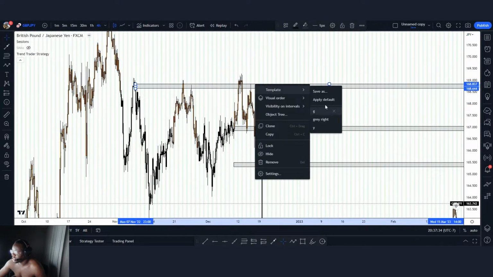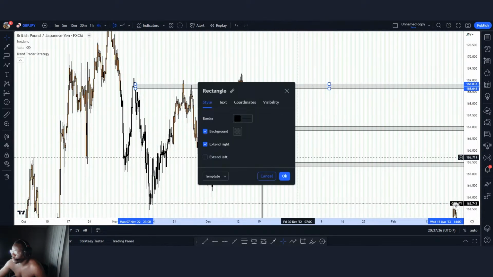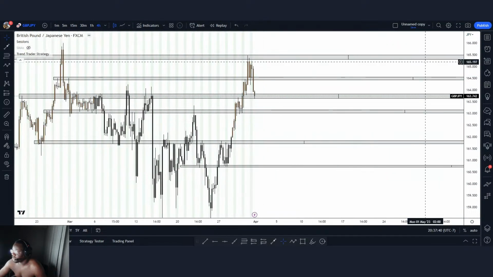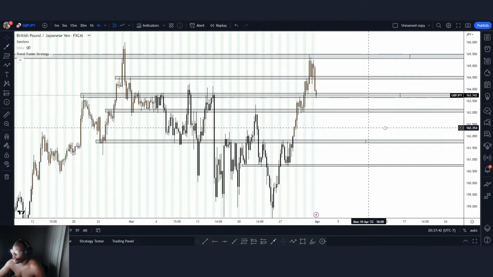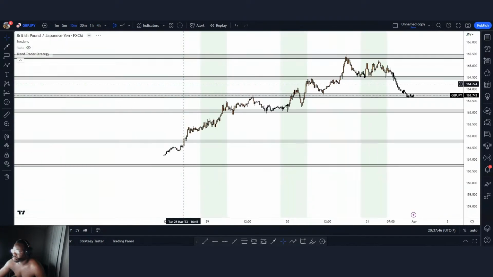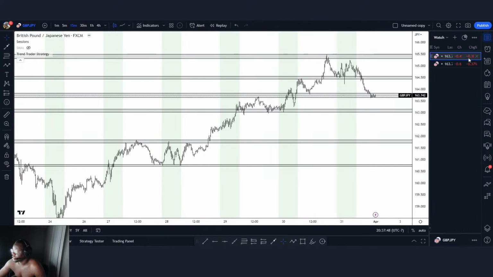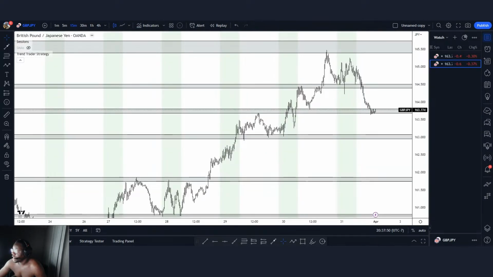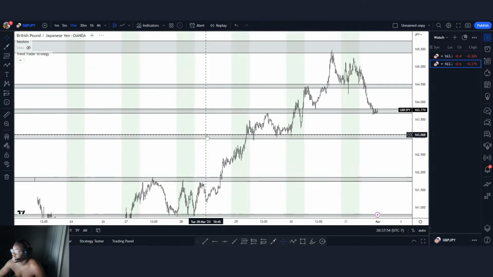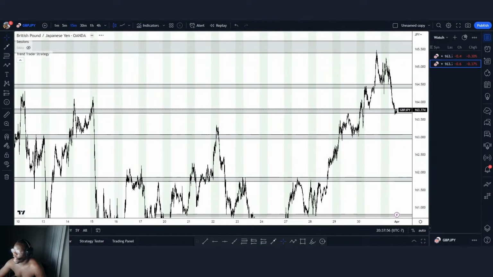And then what you can do is extend these all to the right. These are all extended to the right. And then I just reset them every week. So now all I got to do now is just save it, save my other one, and now all I'm doing is just waiting for price to react to these levels. These are all higher key levels.